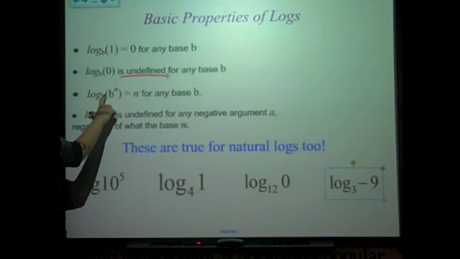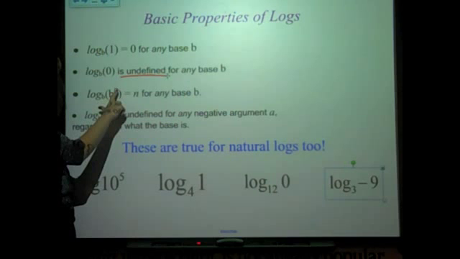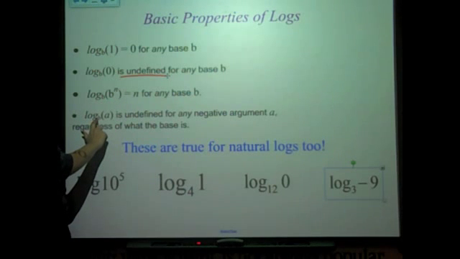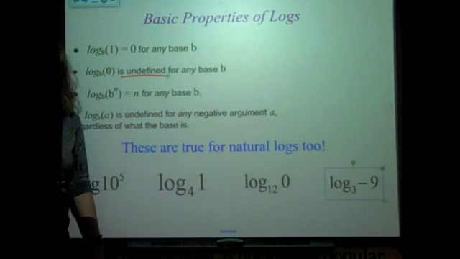When you have the base and this number are the same and there's an exponent, whatever that exponent is, whether it's 1, whether it's 15, it's always going to be that exponent. When there is a negative number here, it's going to be undefined because we can't take a log of a negative number.